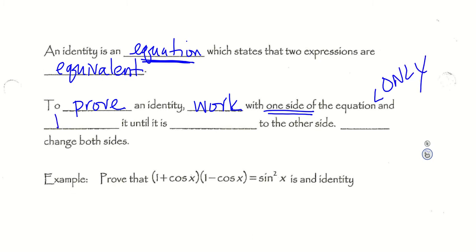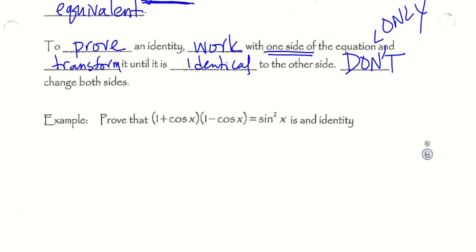And we transform it, we change that one side until it is identical to the other side. Don't change both sides. Okay? You pick one side, you work with it. If you get to a point where that's not working, then you start over and you can work with the other side, but you can't work with both sides in the same proof. So here's an example of how that can work.